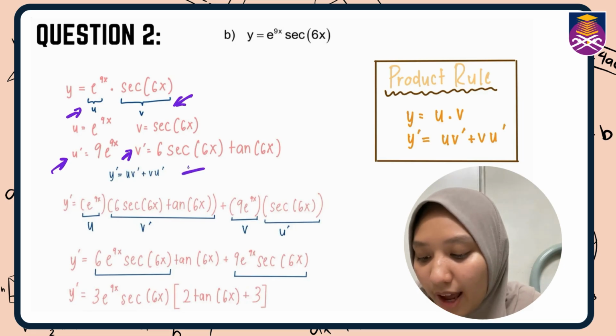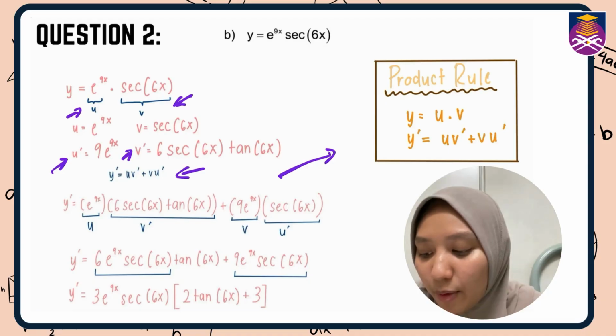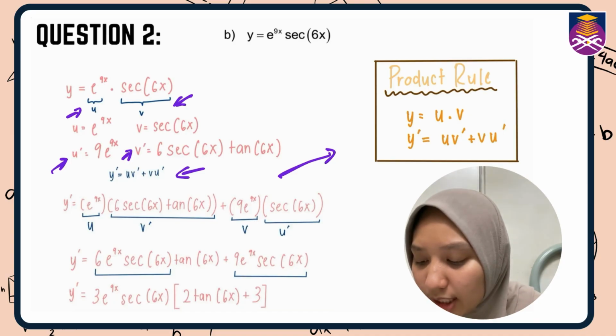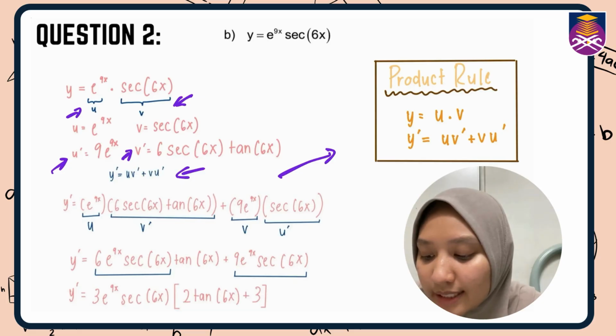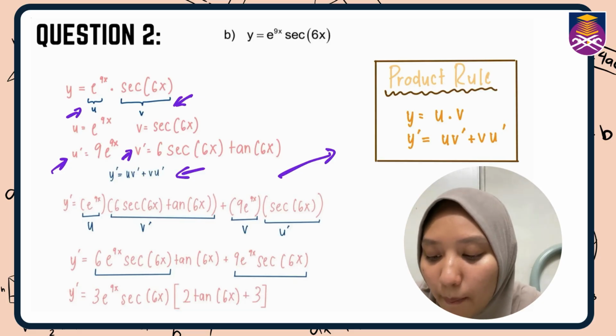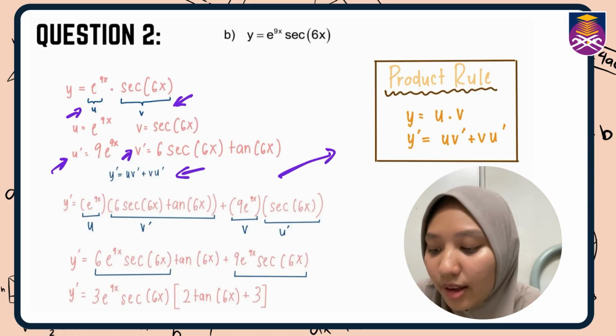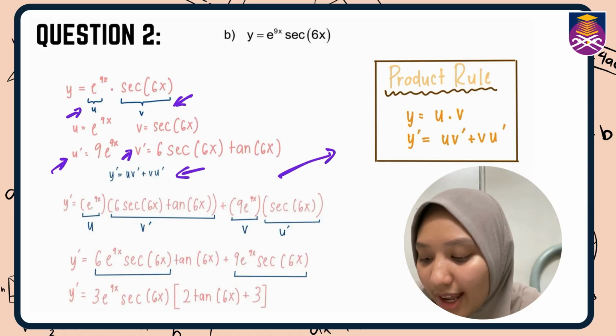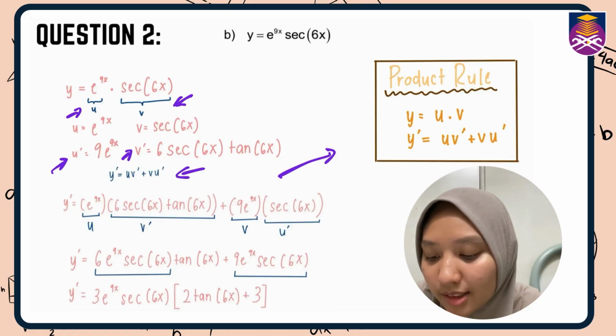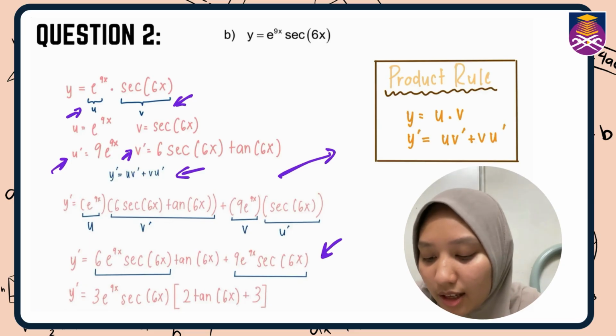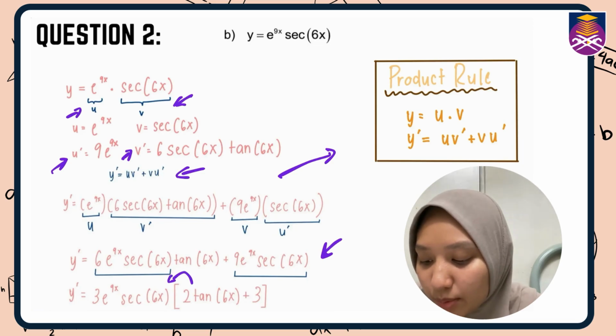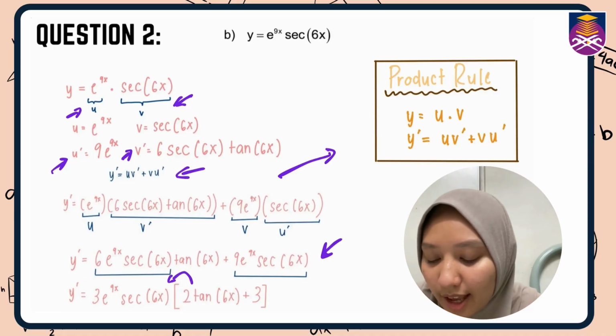After that, I will apply product rule, where u multiply with v prime plus v multiply with u prime. So it becomes exponent to the power of 9x multiply with 6 secant 6x tangent 6x plus 9 exponent to the power of 9x multiply with secant 6x. After that, I get 6 exponent to the power of 9x secant 6x tangent 6x plus 9 exponent to the power of 9x secant 6x. Lastly, I factor out 3 exponent to the power of 9x secant 6x in bracket of 2 tangent 6x plus 3.